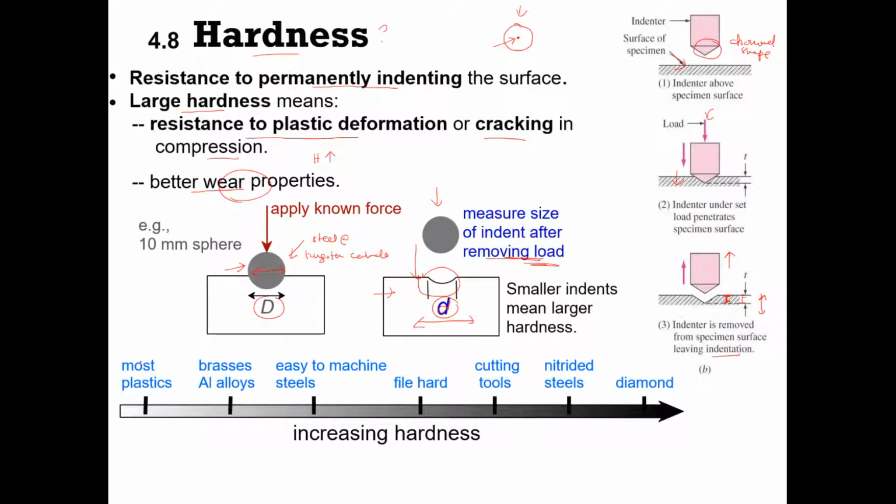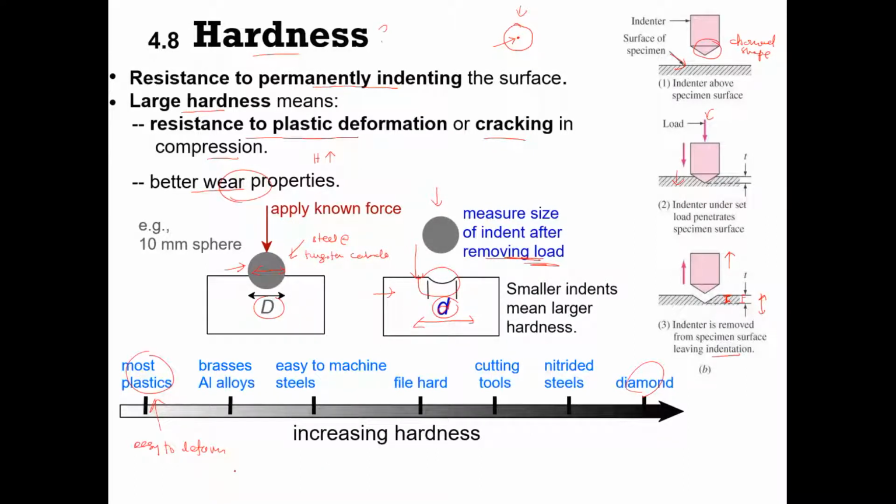Here are some materials, from plastic to diamond. We can see that diamond has a very high hardness compared to plastic, because plastic is a material that easily deforms. It cannot resist indenting, or plastic deformation or cracking during indentation.